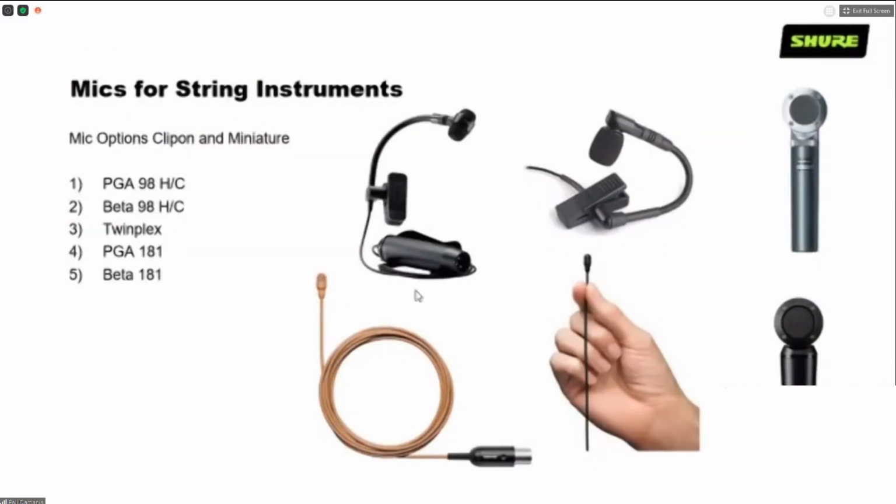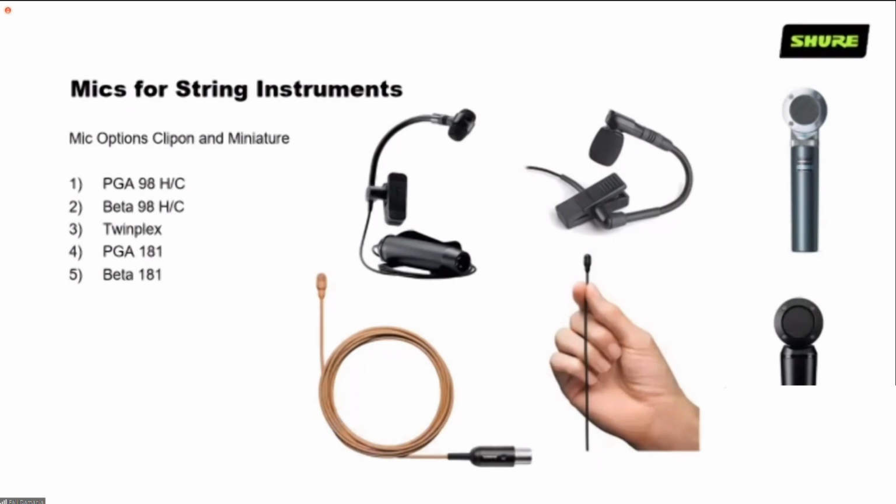So for today's instruments, we are going to be using the Beta 98HC. We are going to be using Shure's Twinplex. Twinplex is Shure's offering of a dual diaphragm lavalier microphone. Now the microphone is really tiny, and we've actually mounted it onto the instrument with a tiny sticky pad. It's actually meant for sticking onto t-shirts. It leaves no residue, and you can apply it and remove it many times without it losing its stickiness.